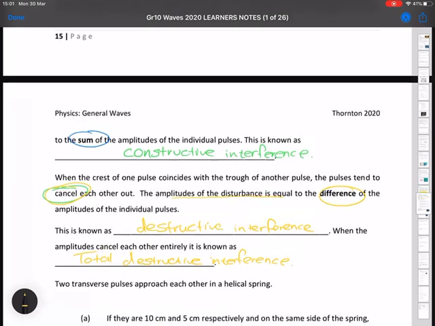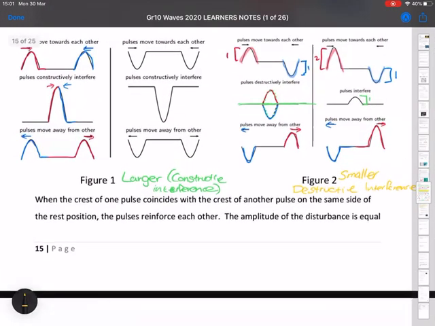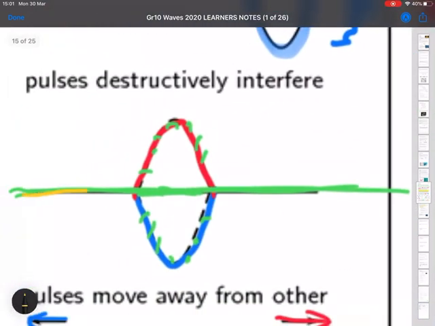The same thing would happen when two waves overlap completely. You'll get constructive interference, but when you've got a wave above and a wave below, then you can have total destructive interference. And that's what's shown in this diagram here. So you can indicate then that that is total.